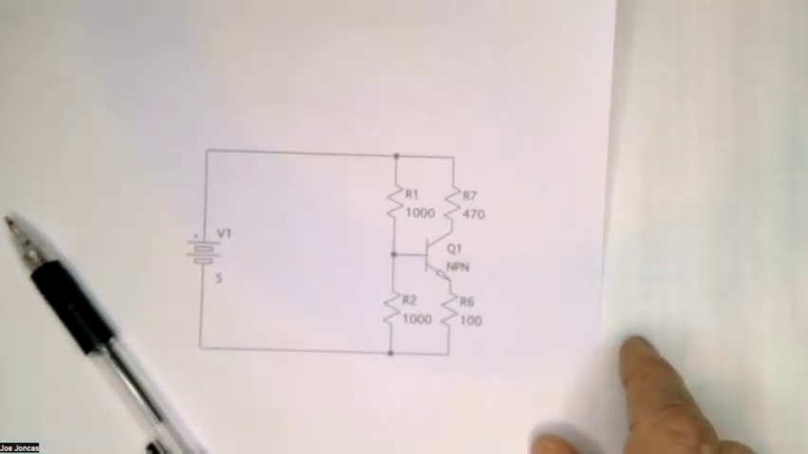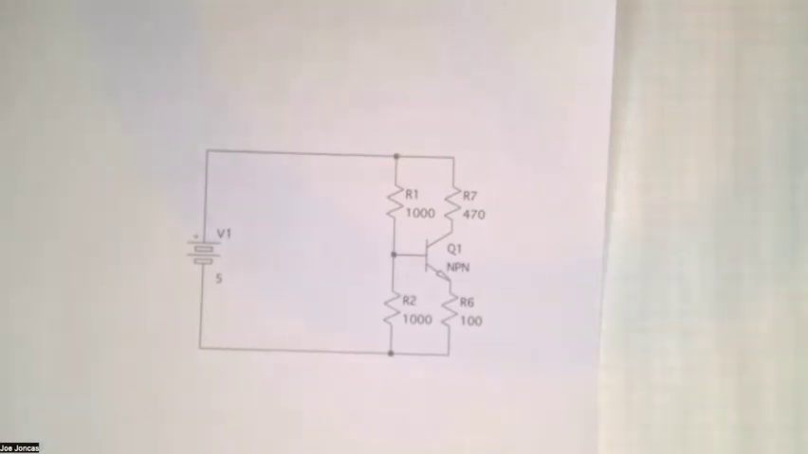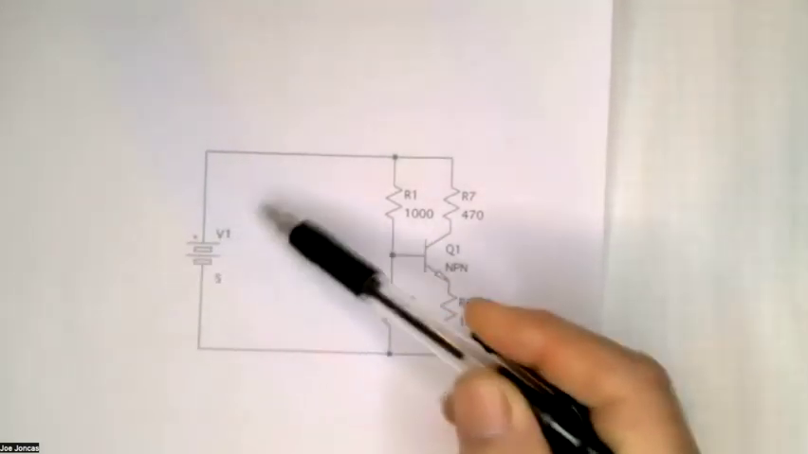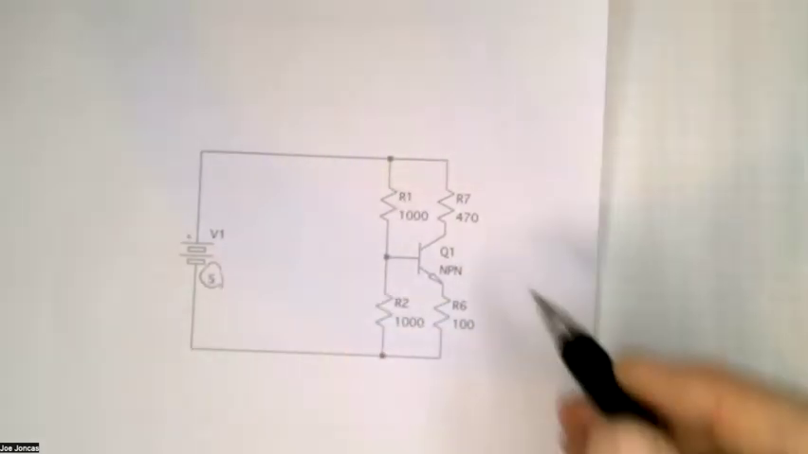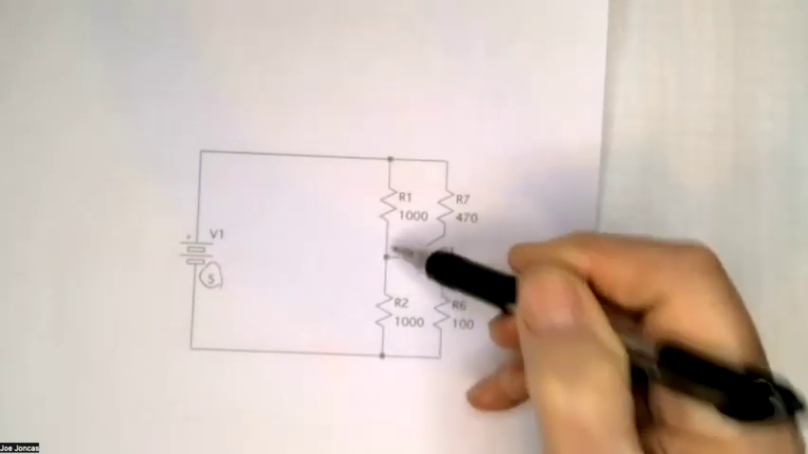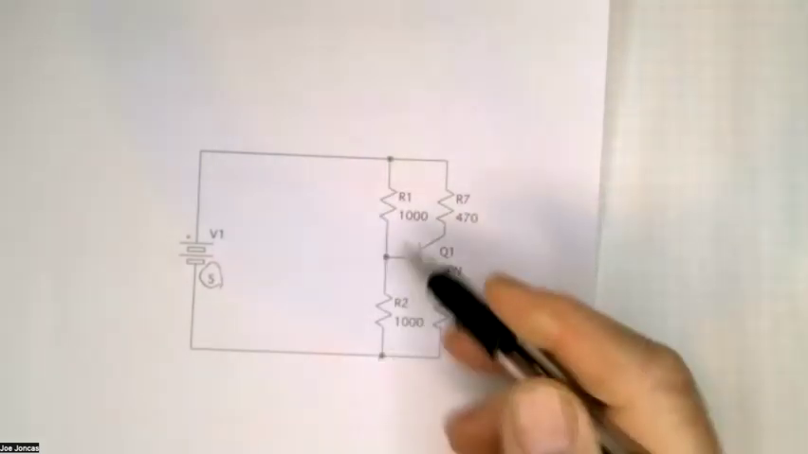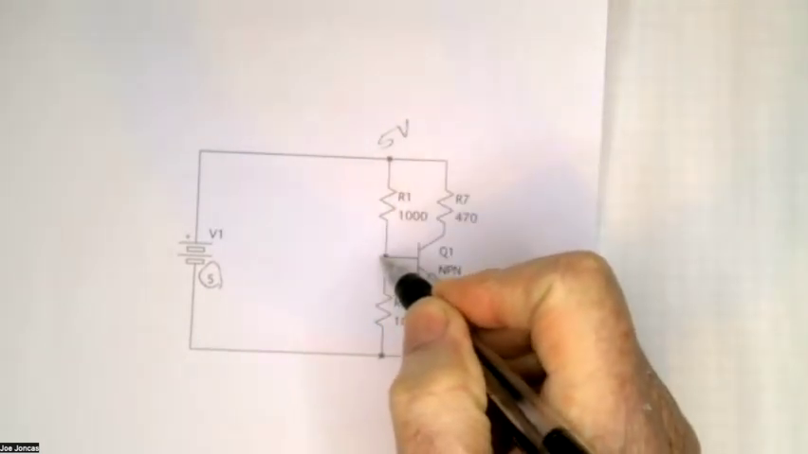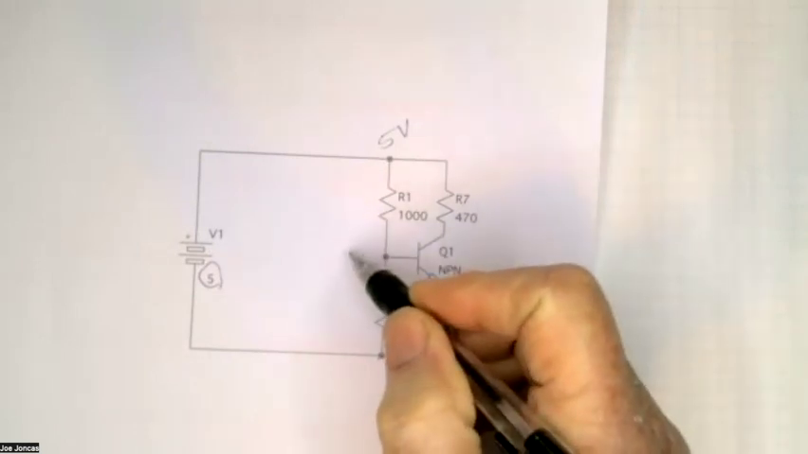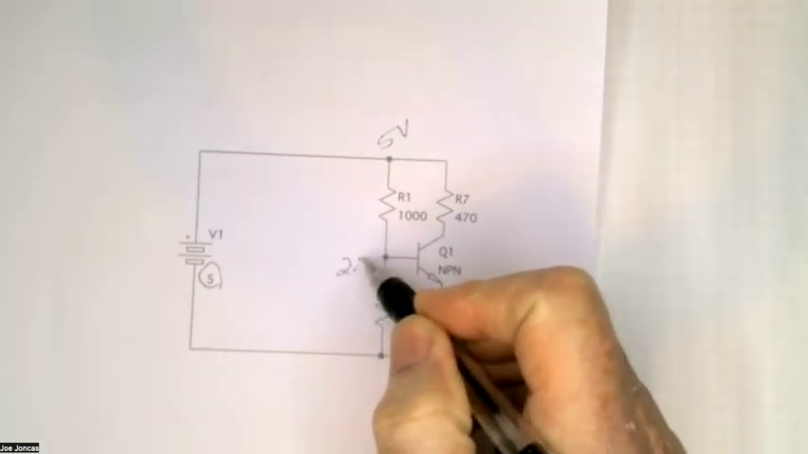Here is a schematic. Now please do not hold me to these resistor values. I just made this up as I went along for reference. But here is our battery, and we'll say it's 5 volts. We've got a 1,000 ohm resistor here and a 1,000 ohm resistor here. So if this is 5 volts up here, what's going to be the voltage at this point? 2.5 volts.